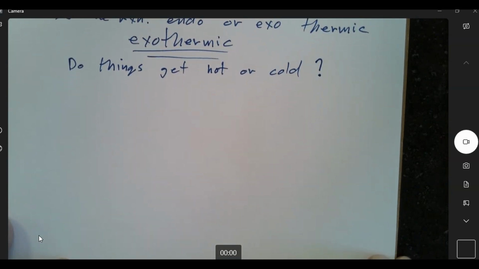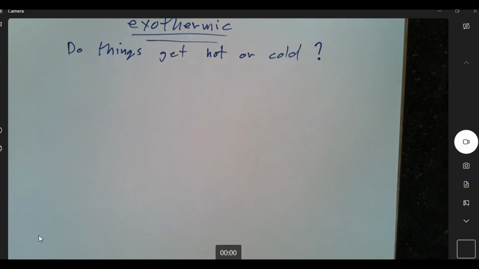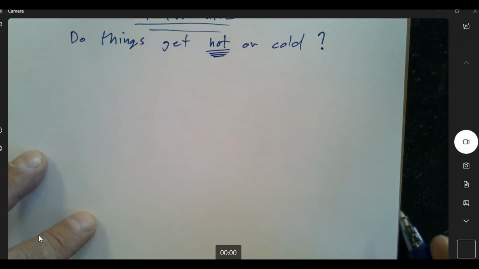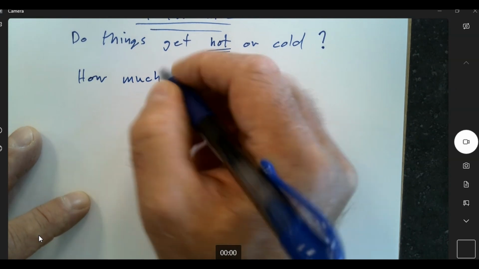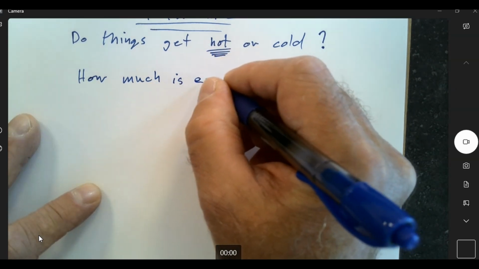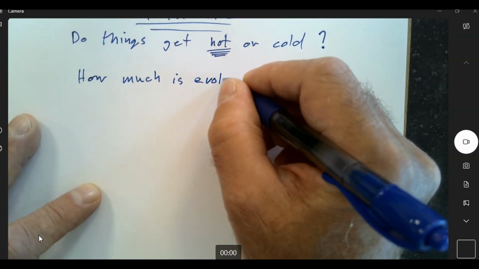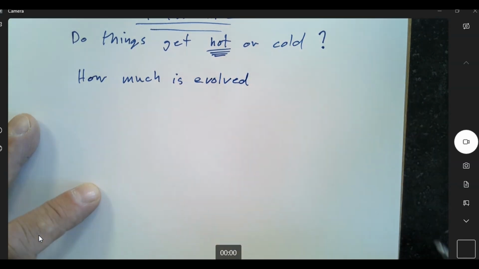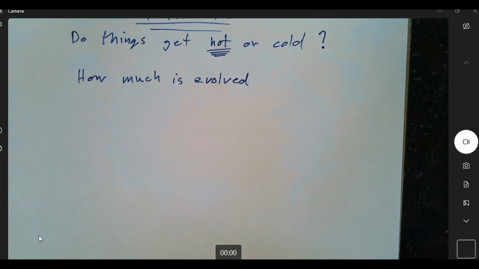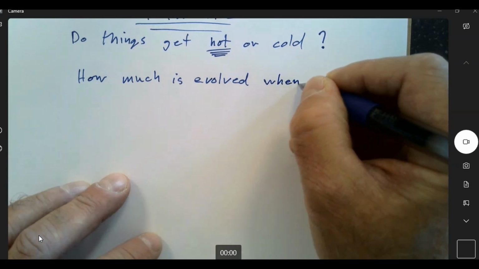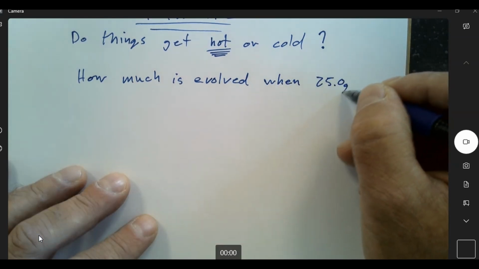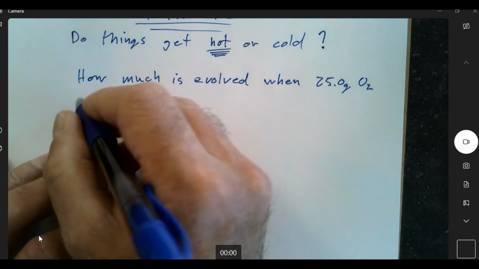All right, enough of that. This will be something new. We'll get to it in the slides, but it'll give me something to talk about. How much heat is evolved? We get to say the word evolved now because we know it's an exothermic reaction. Heat is given off. That is why the surroundings get hot, whether that's a flask or otherwise. Now we're going to qualify it: 25 grams of oxygen react.